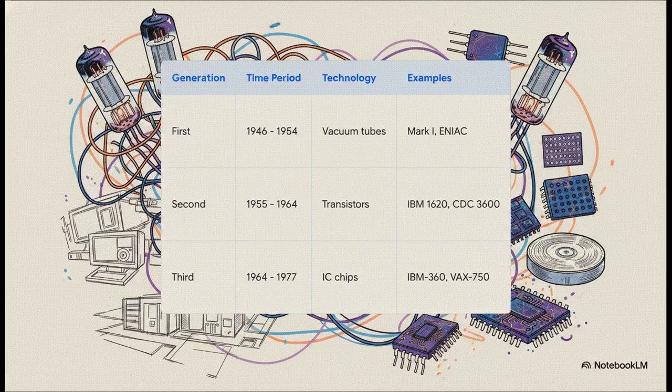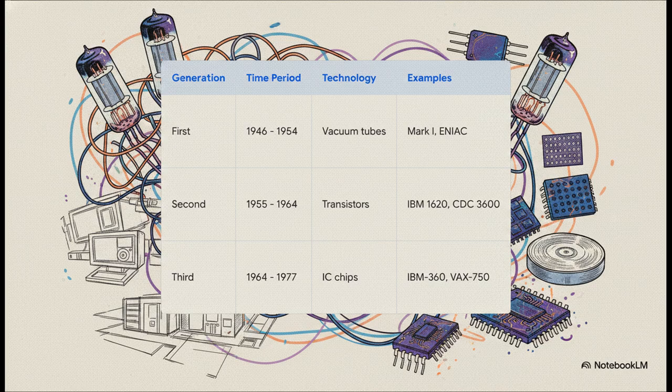We went from enormous digital computers in the 1940s, like the ENIAC, running on hot, super fragile vacuum tubes, to a completely new paradigm. By the second generation in the mid-50s, we swapped those bulky tubes for transistors and began using magnetic disks for memory. But the true game changer? That arrived in the 3rd generation.